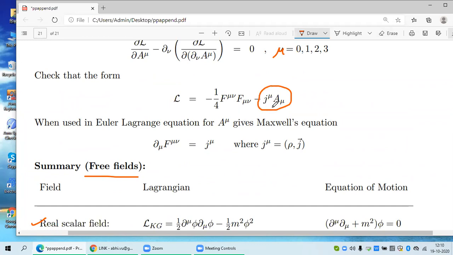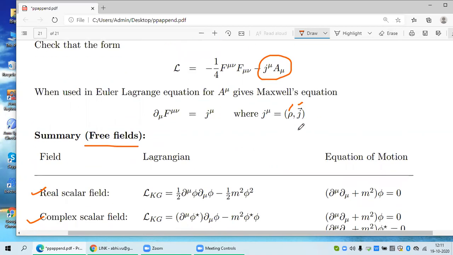We will later see that this is a part of the Lagrangian which must be connected to interactions, because J mu is due to something which is external to this field. Clear? Charge and current are external to this field. An electromagnetic field is propagating through vacuum. Suddenly you place an external charge there, or an external current is flowing through that. Then how your Maxwell's equations, the electromagnetic field equations, will change like this, and the Lagrangian will change like this. So this is the interacting part of this field.